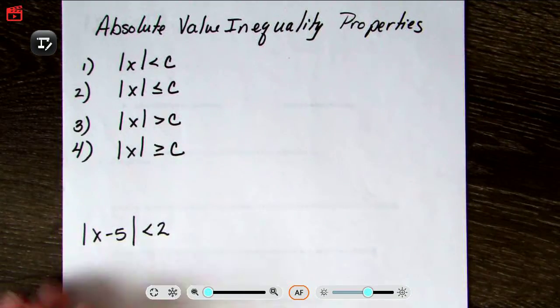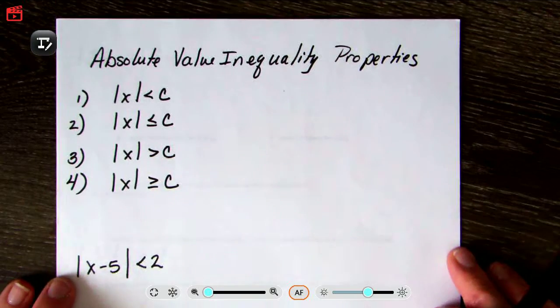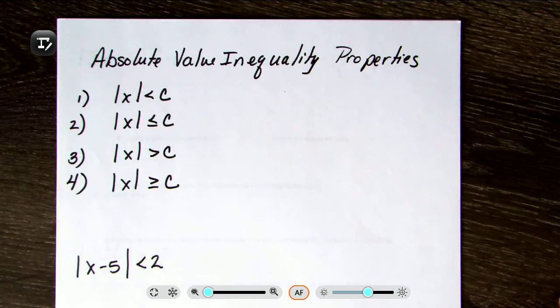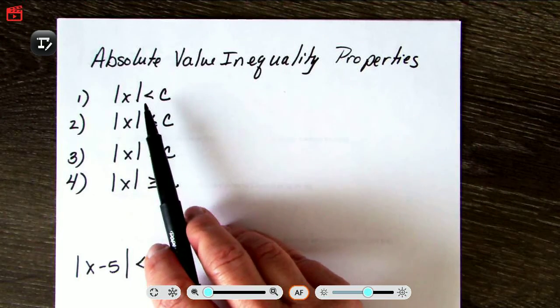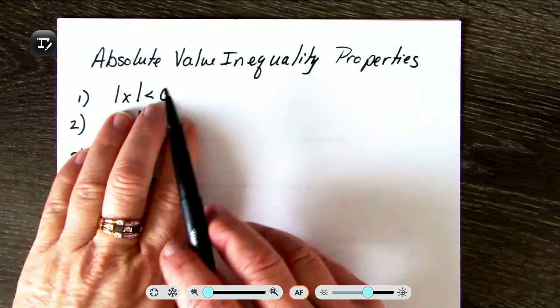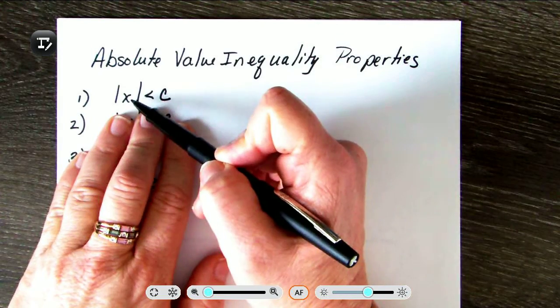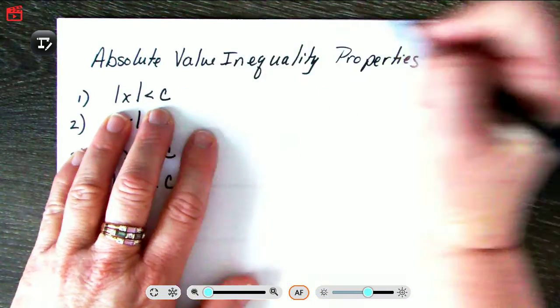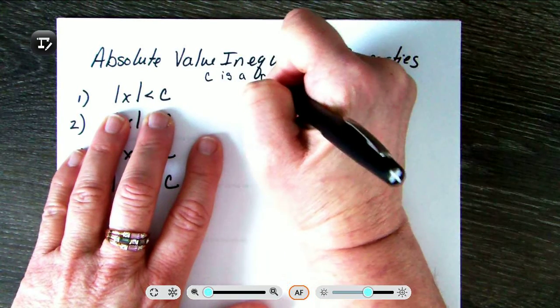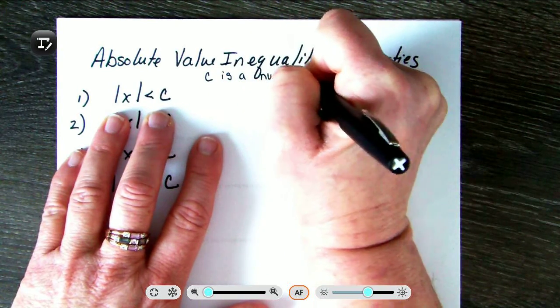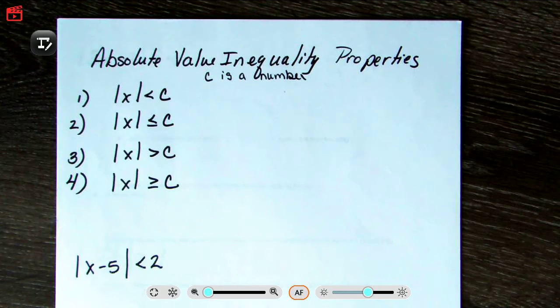They get a little bit more complicated when we have inequalities, and we have to remind ourselves of how we solve them. So if I have something like the absolute value of something is less than c, where c is a number, and actually c is going to be a positive number for the most part. If it's negative, we'll talk about that later.